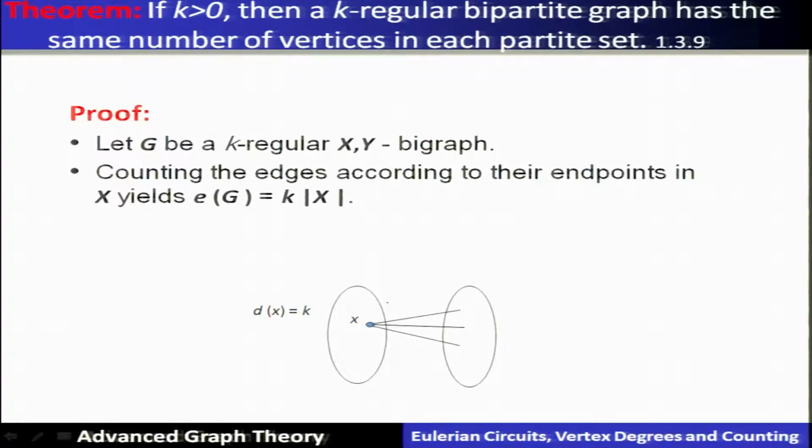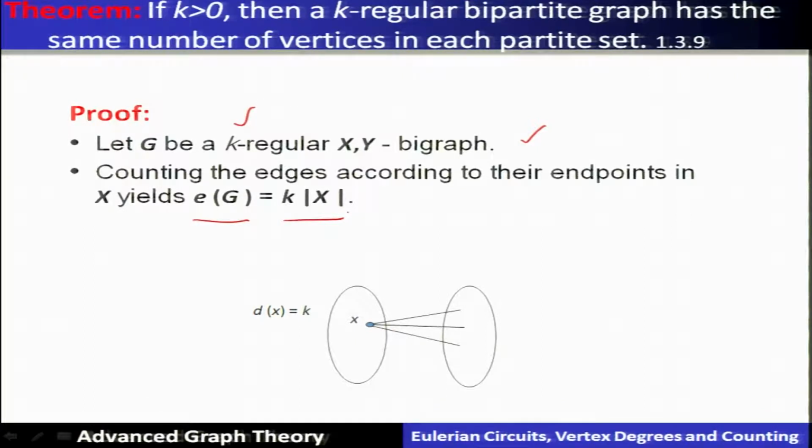Now, if k is greater than 0, or k is non-zero, then a k-regular bipartite graph has the same number of vertices in each partite set. Let us prove that. If G is a k-regular X,Y-bigraph, then we can count the edges according to their endpoints in X. How many edges are incident? K edges, because it is a k-regular graph. So, it will be k times |X|.